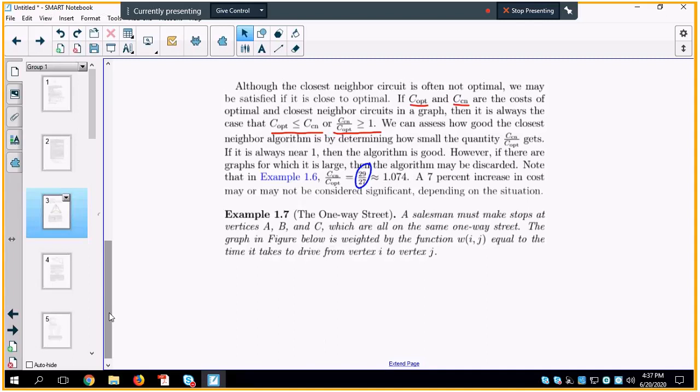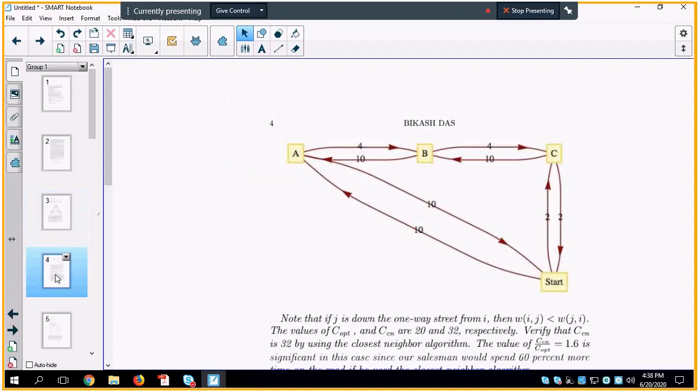Okay, let's look at another example. A salesman must make stops at vertices A, B, and C, which are all on the same one-way street. So the graph, which I'm going to switch to in just a second, is weighted by the function W, and that's equal to the time that it takes to drive from vertex I to vertex J.